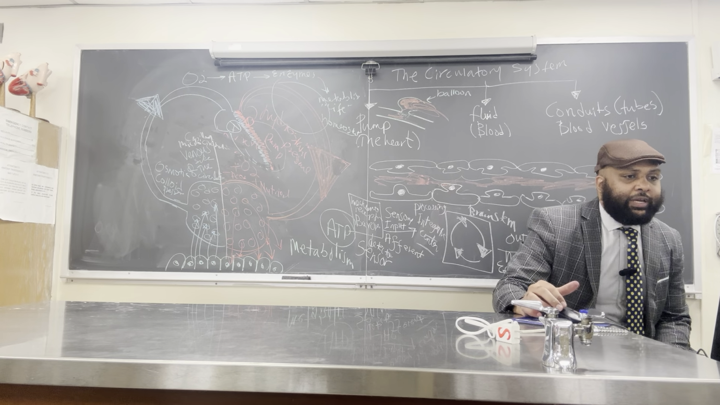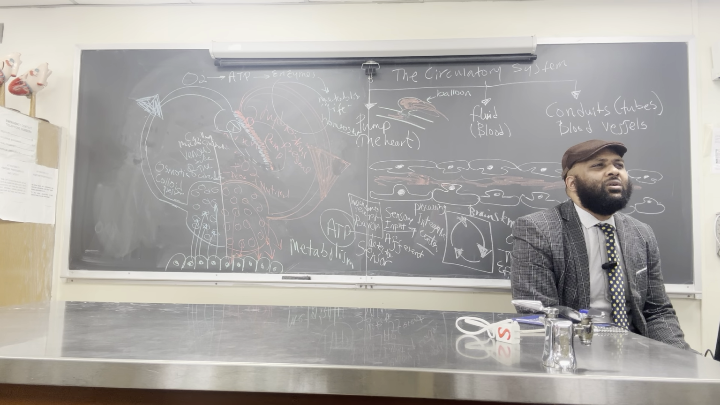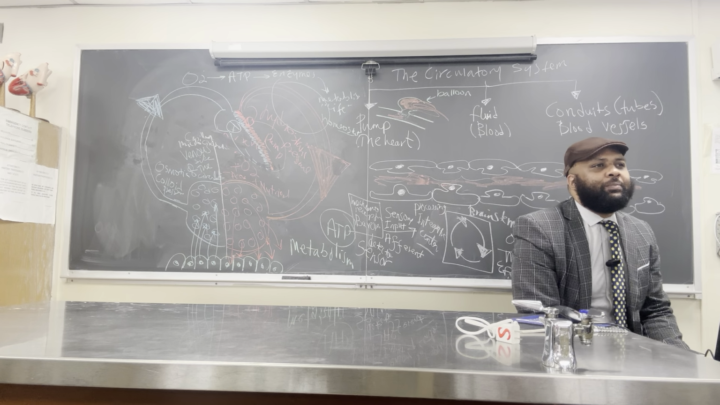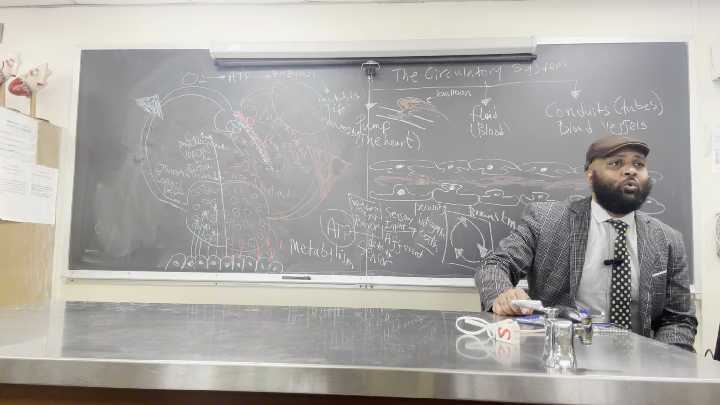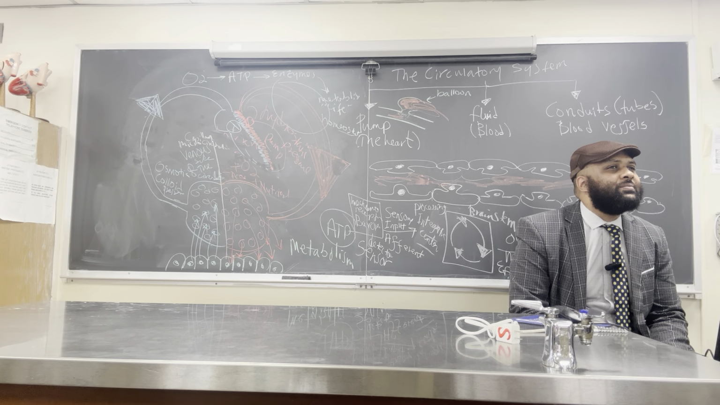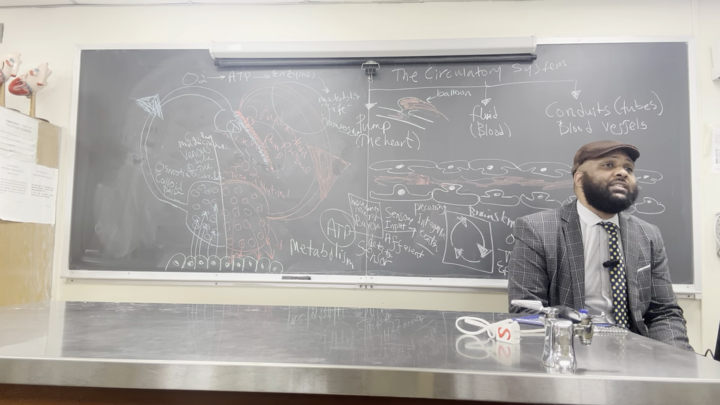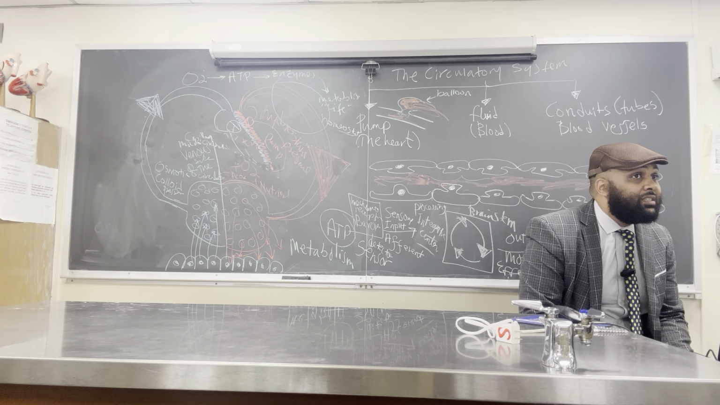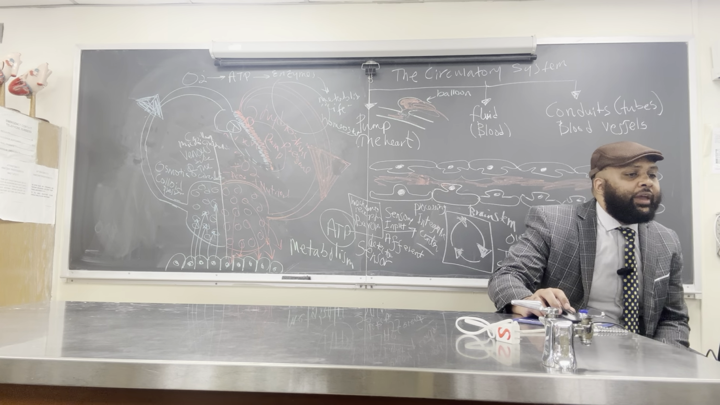baroreceptors and chemoreceptors. Why do we need baroreceptors and chemoreceptors? Who can tell me? Why don't we just have one type of receptor, the baroreceptor, to tell us if the blood pressure is too high or too low? Why do we need to go out of our way and make sure that there are chemoreceptors? Yes. Yeah, so they detect chemical changes such as oxygen and carbon dioxide. Very good.